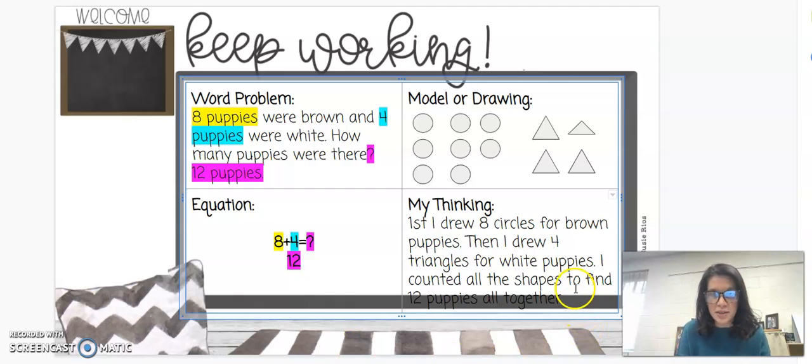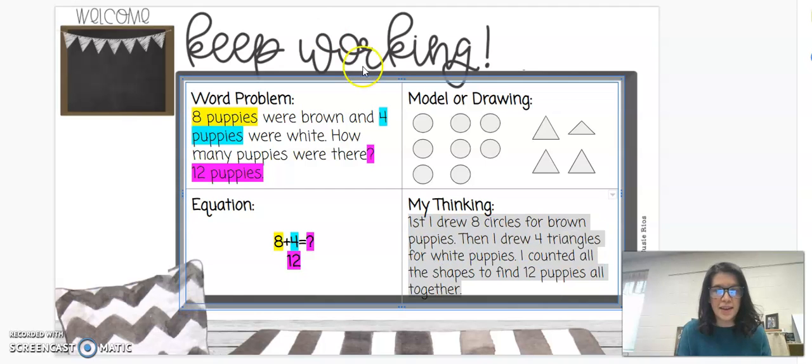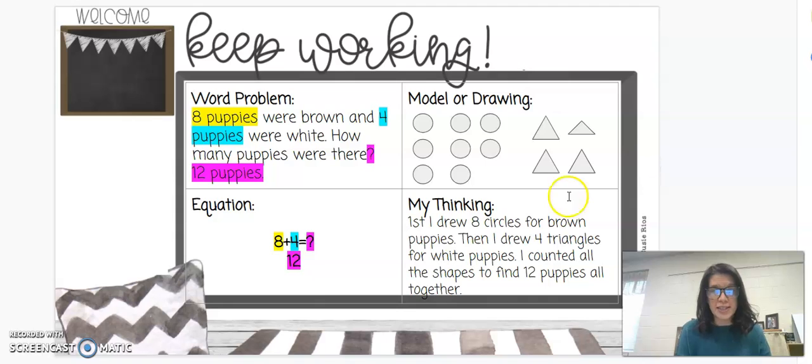Let me make my font a little smaller so you can see. There we go. So, friends, when we use our graphic organizer, it helps us solve the problem and show our thinking in a lot of different ways. And mathematicians can solve problems in multiple ways, and they can explain their thinking for everyone to know. You will get to practice doing this yourself this week.